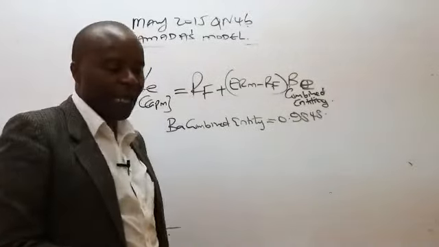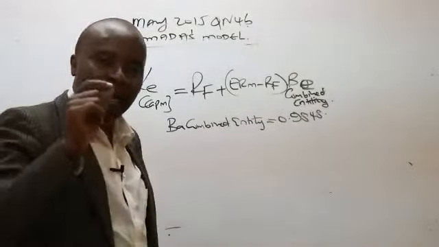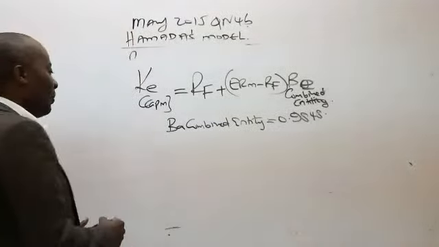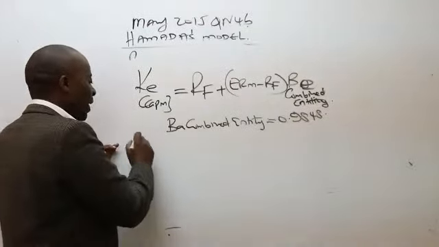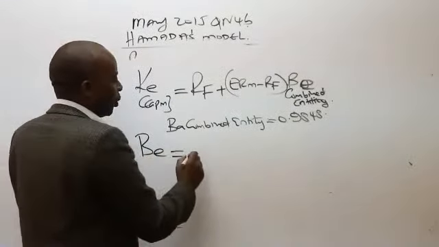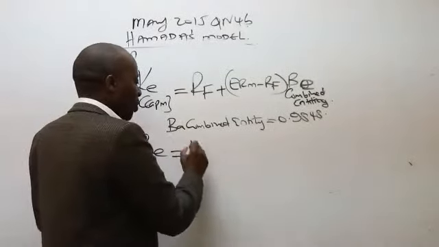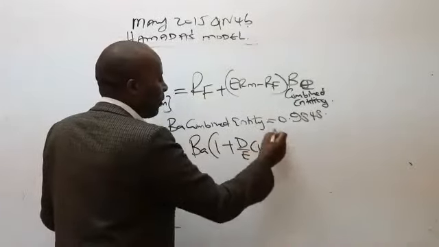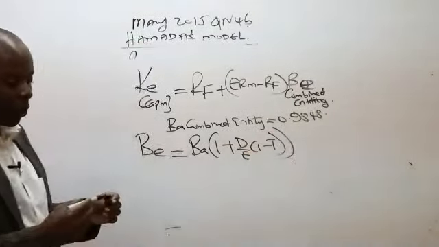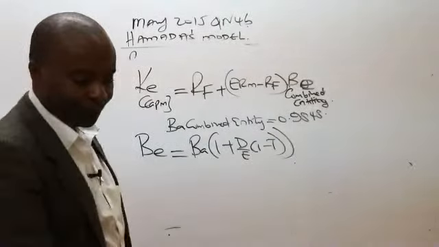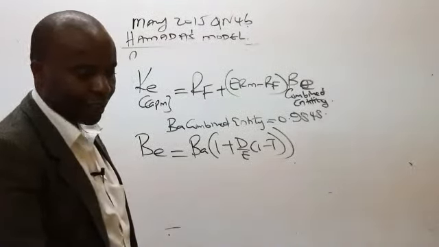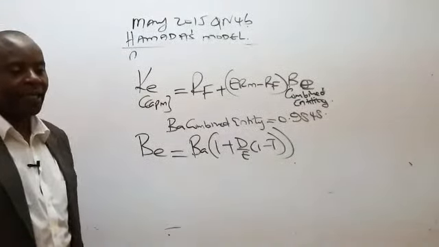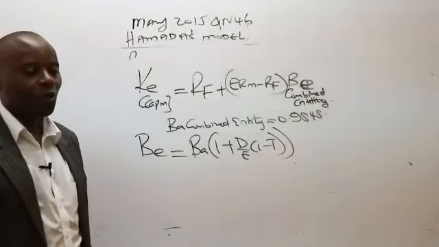So they're telling me, Mwalimu, use the Hamada's model, yes. So here I'm going to apply the Hamada's model. If it is the Hamada's model, I know that beta equity should be equal to beta assets into 1 plus debt over equity into 1 minus T. Beta equity equals beta assets into 1 plus debt over equity into 1 minus T.